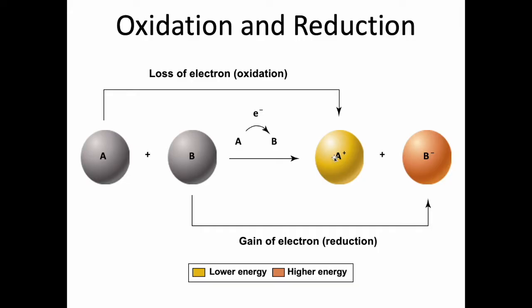Electrons have energy. There is a name for this process. When an atom or molecule loses an electron or loses energy, this is called oxidation. And of course, there's the other side to this. Here is atom or molecule B. It gains an electron. When you gain an electron, you're going to gain energy. You're going to be at a higher energy level because electrons have energy.